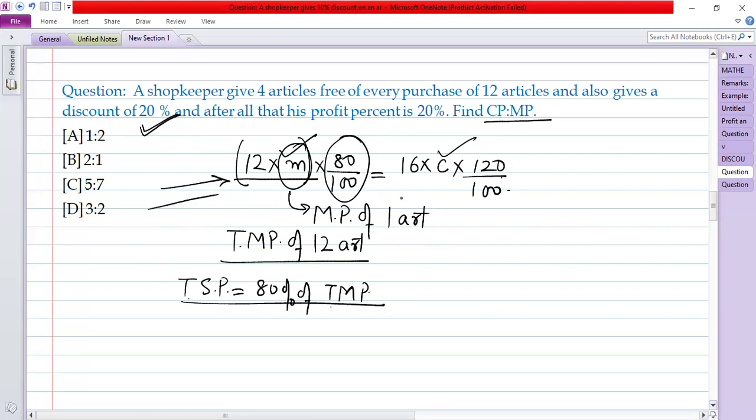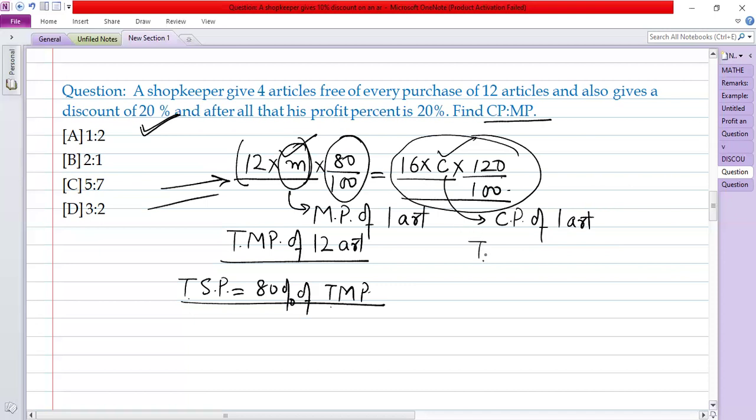And what about this side? Even this side is also total selling price. How? Here, what is this C? Obviously, this is the cost price of one article. And if I multiply by 16, then this will be the total cost price of 16 articles. Now, what is the meaning of multiplying by this 120 by 100?